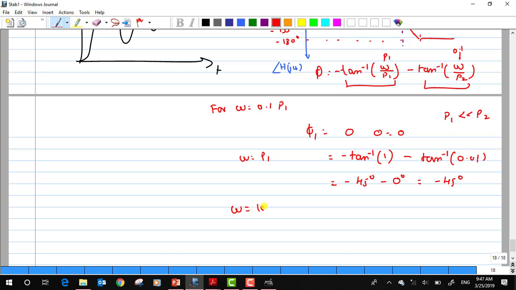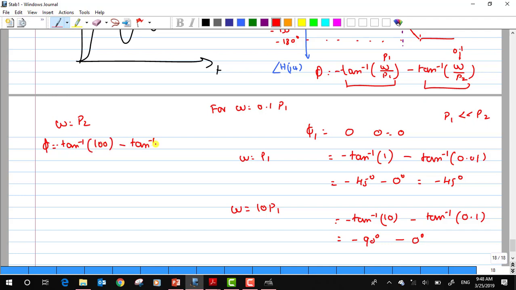Now similarly for omega equal to 10 times that of P1, I would get something like 10 here, and then tan inverse of something like 0.1 here. Now this 10 we can assume is an infinite quantity, so I can approximate it to induce a 90 degree phase shift, whereas the other term induces just 0 degree. So a total phase shift of 90 degree. Now when I have frequency P2, the phase value is tan inverse of something like 100 and here tan inverse of 1. So the 100 gives 90 degree, and from here it would be 45 degree, and that's the reason why we wrote it as minus 135 degree.